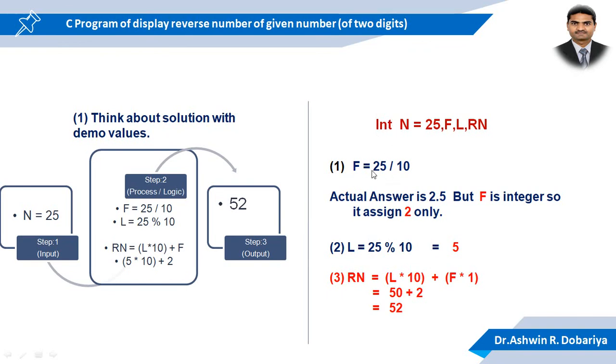Now this is an example. Suppose the number is 25, and we divide by 10, then F will store the first digit. The actual answer is 2.5, but F is declared integer, so it will ignore the decimal part and store only 2. Then how can we fetch the last digit? That number modulus 10 gives the last digit into L, and then reverse number is equal to last digit multiplied by 10 plus first digit multiplied by 1, which gives 52.